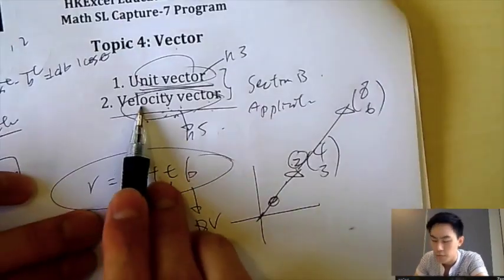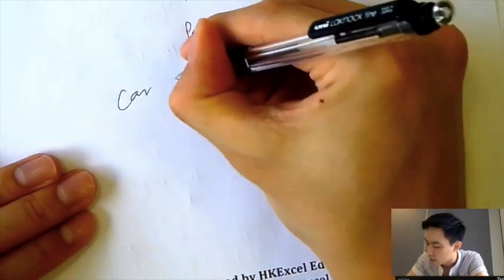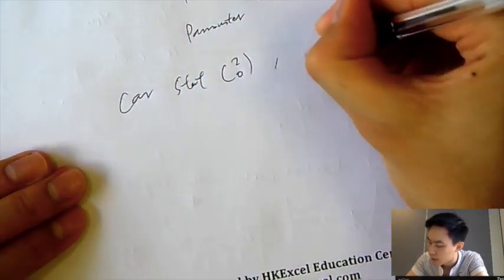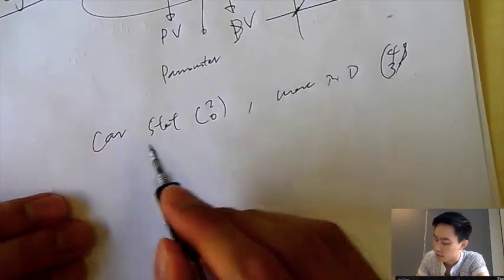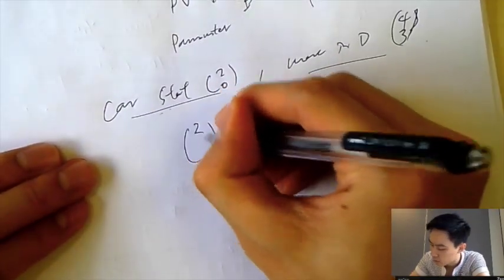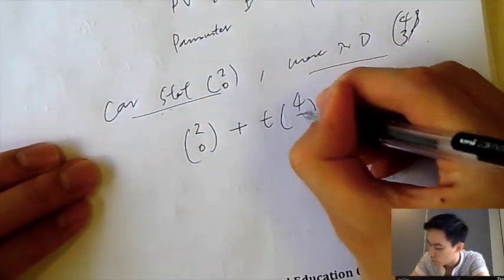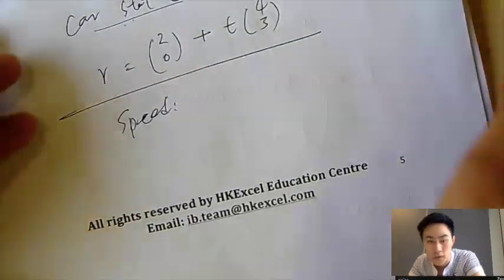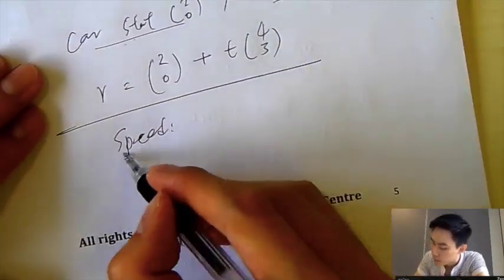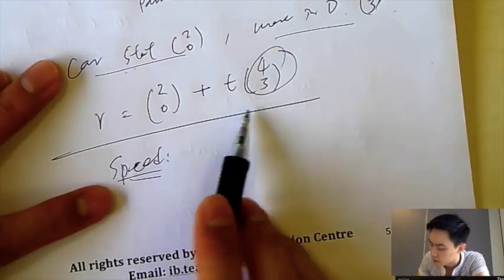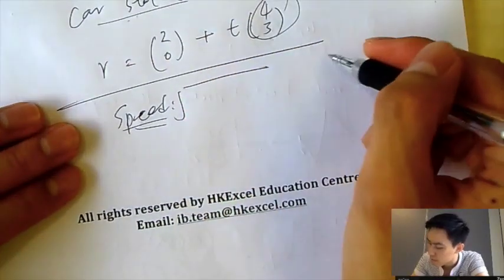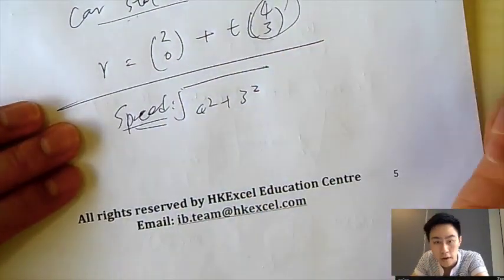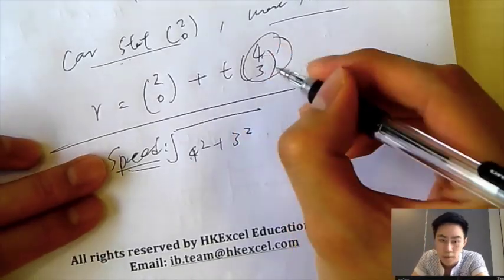Okay, but how does that apply to velocity vector? So let's say the car starts at (2, 0) and moves in the direction of (4, 3). Then it means that for the car, the position vector would be (2, 0) plus t times (4, 3). So this is the equation of the car, right? And usually they'll ask you to find the speed of this car. For the speed, you only need to refer to the direction vector, which is the velocity vector, because the car is going this way. Then you just need to find 4 squared plus 3 squared. Magnitude is always the square root of v1 squared plus v2 squared.